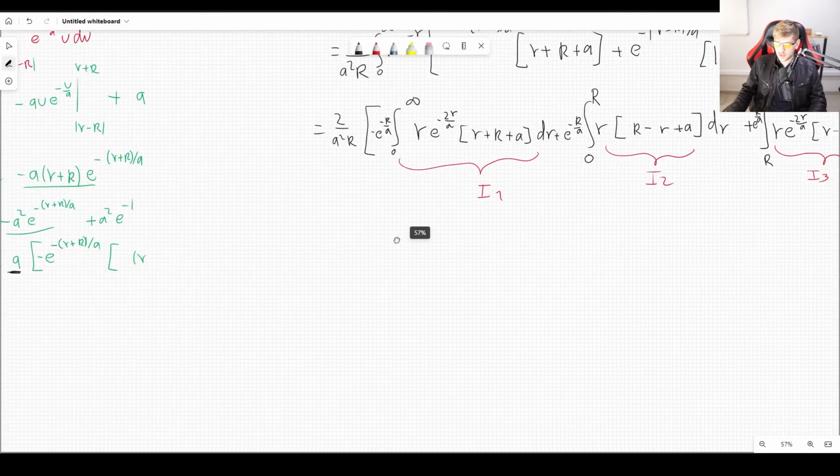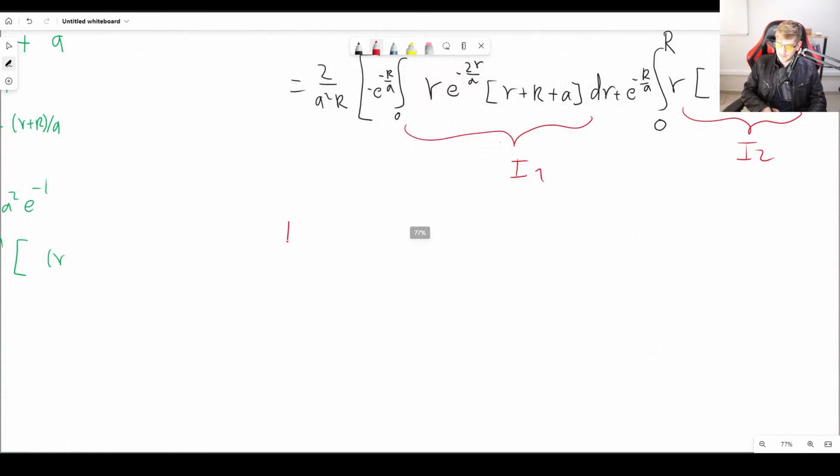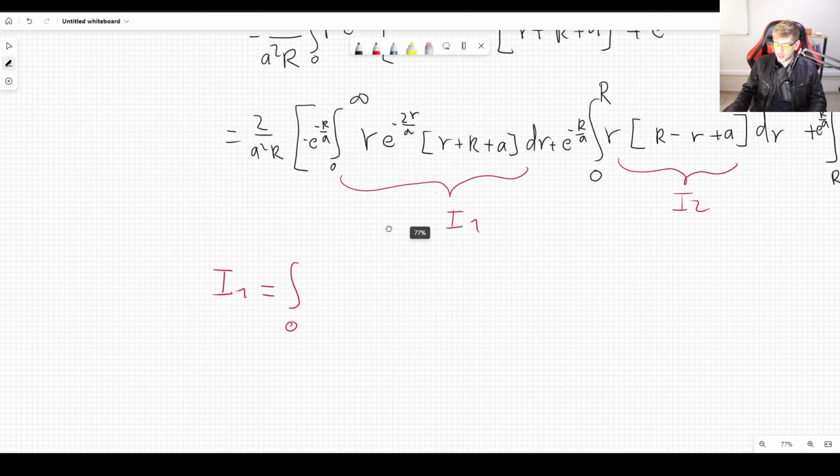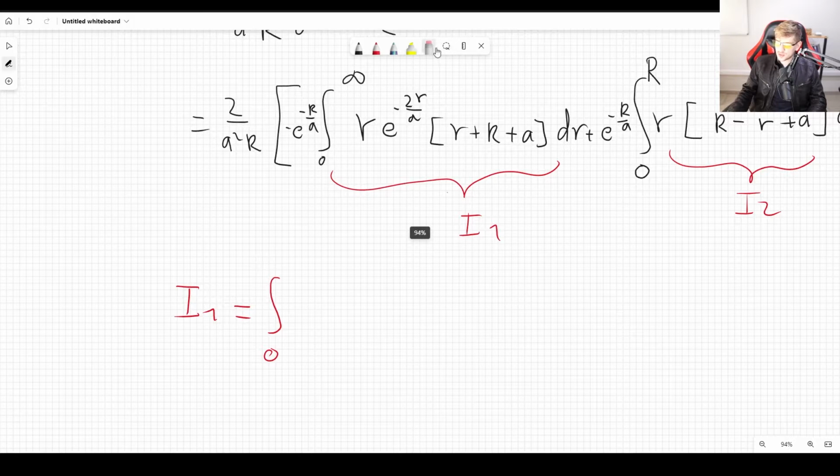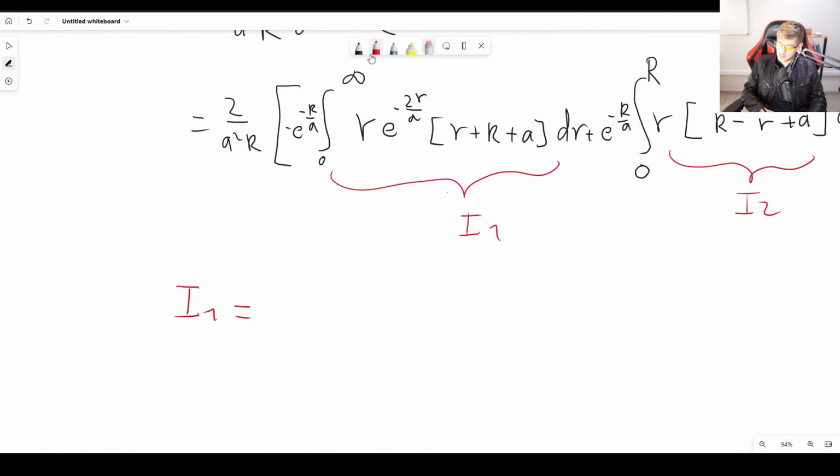All right. So, let's solve I1 first. I1 is this integral right here, 0 to infinity. Well, I'm not going to rewrite it. We can see it right there. So how do we solve it? Well, using integration by parts. So let's call u everything that is not the exponential, right?